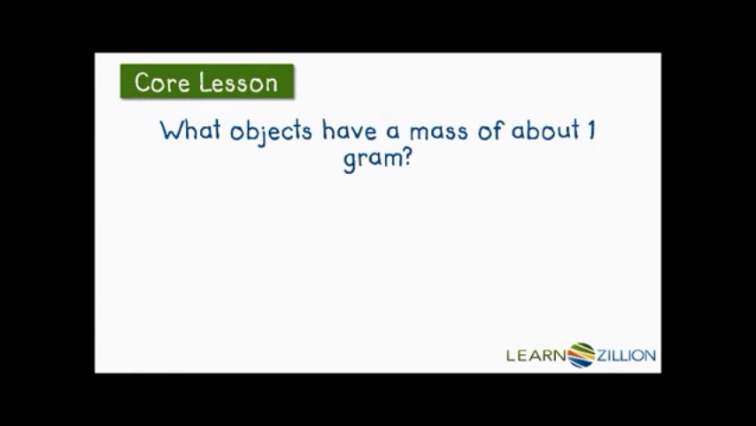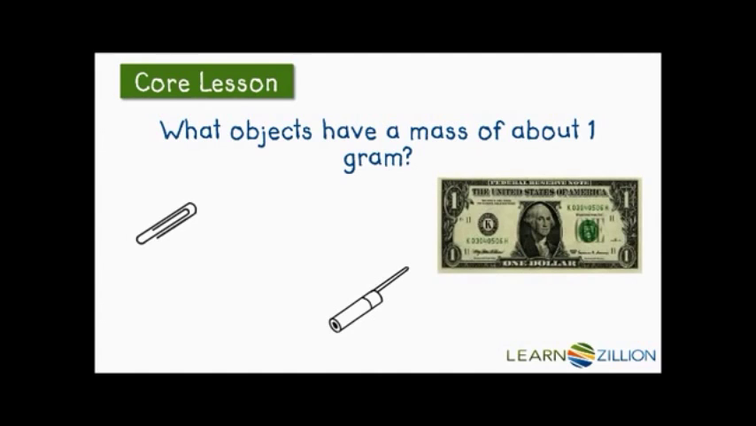So we're going to use benchmarks to help us estimate mass. Benchmarks are objects or things that we know the mass of already. We know that a paper clip has a mass of about 1 gram, so does a pen top, a dollar bill, and a peanut. So we can use these as benchmarks of 1 gram.